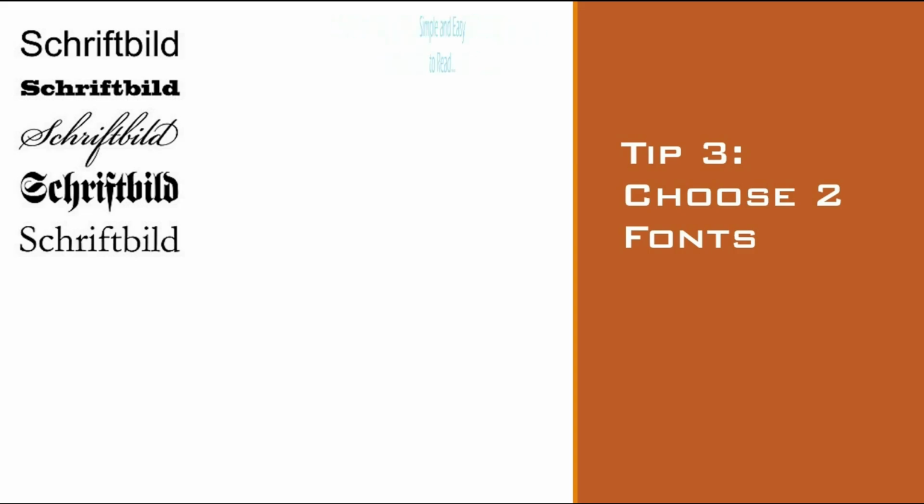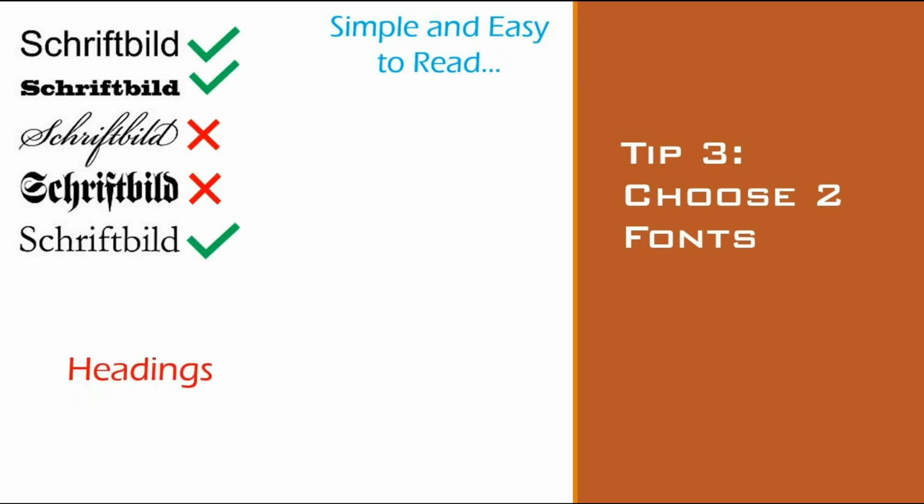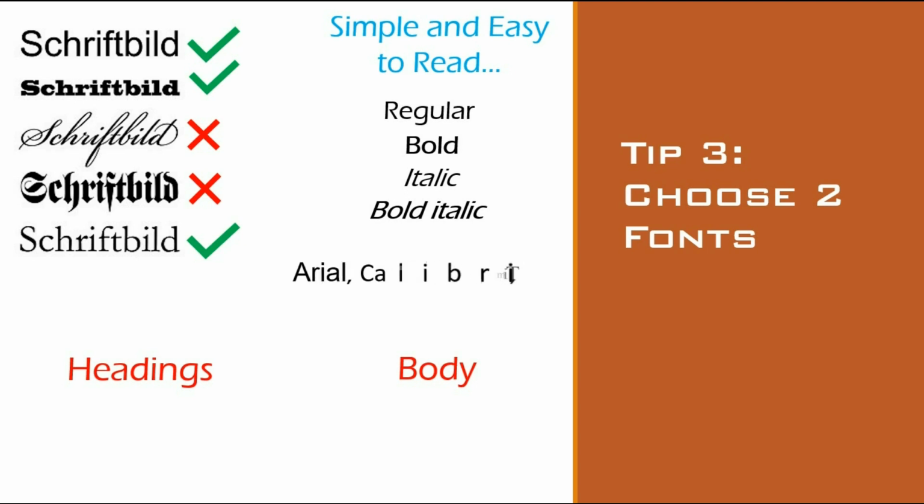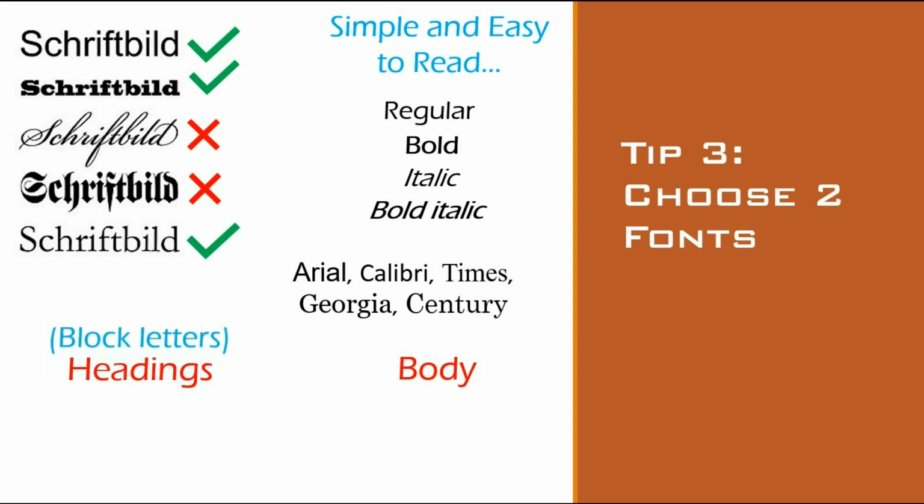Choose 2 simple and easy to read fonts. One for headings and the other for the body. Pick fonts that have the usual variants including regular, bold, italic, and bold italic. Examples of these include Arial, Calibri, Times, Georgia, Century, just to name a few. For the headings, you could choose block letter fonts to clearly distinguish them from the body. Either those with only big caps such as Algerian, or both big and small caps such as Bank Gothic.